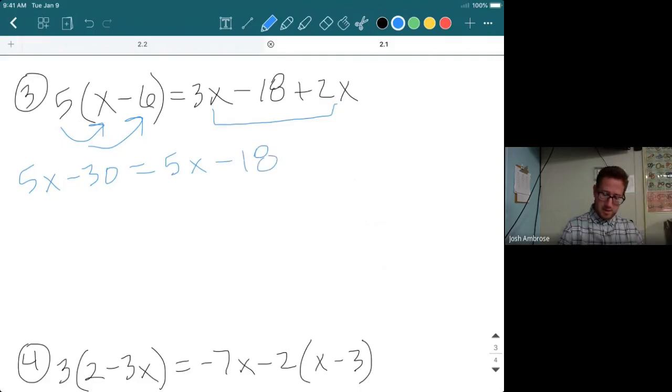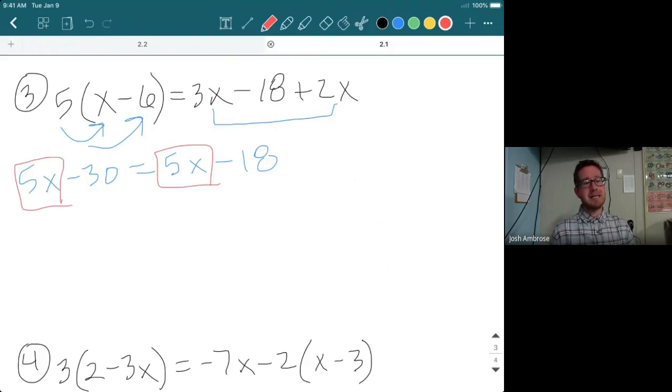Now, a key thing that you should clue into right here is you are looking at identical, not just like terms, but identical terms that are on opposite sides of the equation. And that is going to be something that when you clue in and you start to see that, you are now looking at having a category of either all numbers for your answer or a no solution for your answer.